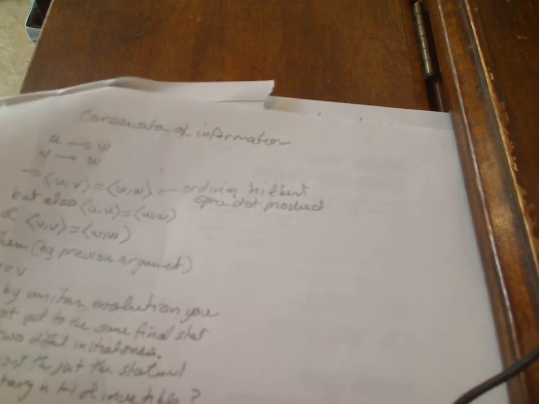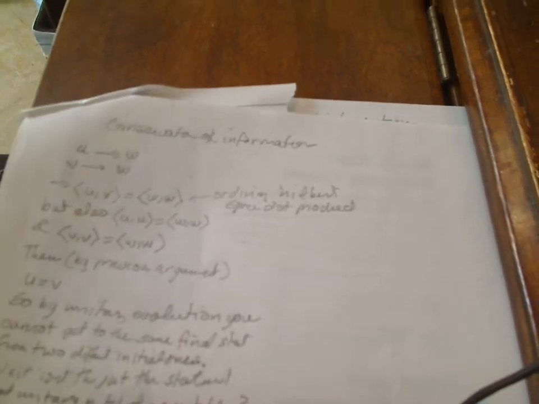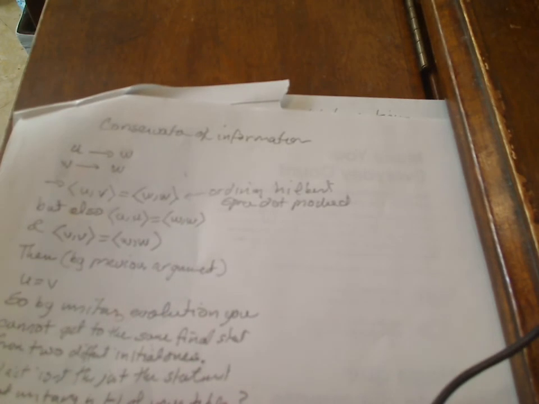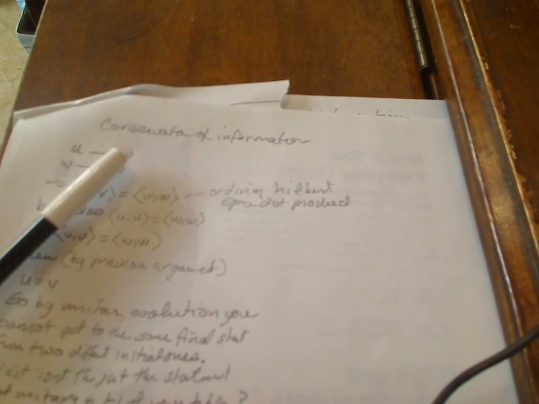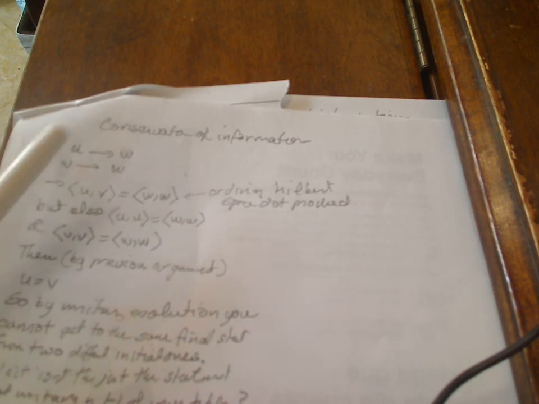So that just means that if you start with two different initial states, you won't get the same final state. In other words, anytime you have a state, you can always trace back to what the initial state is. So we have the following. Imagine that you start with a state u and you end up with a state w. This is sort of like a proof by contradiction, although not really, you're just going to get the conclusion that u and v must be the same.